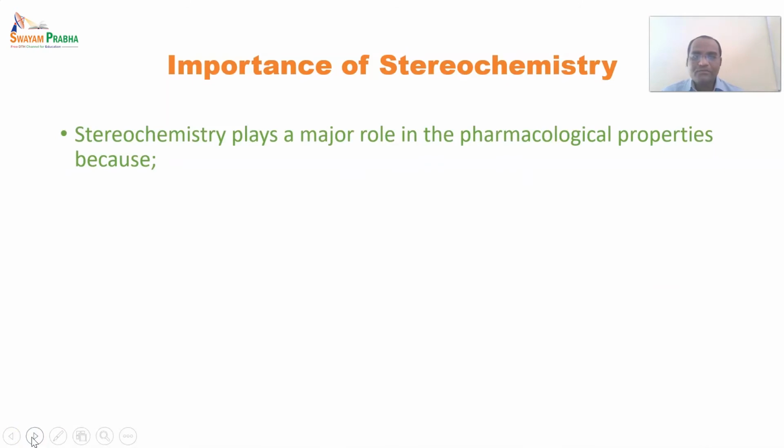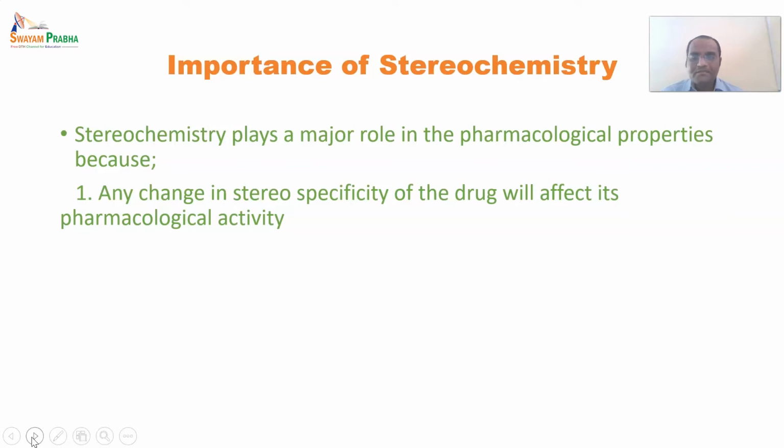Now we'll be looking towards the importance of stereochemistry. Stereochemistry plays a major role in pharmacological properties, because any change in the stereospecificity of a drug will affect its pharmacological activity. In the last slide we have seen that stereospecificity is important, because for a molecule to adjoin a particular site, it should have a proper three-dimensional structure so that it will fit into a receptor, and after fitting there will be interaction of some groups between the receptor and the molecule. Receptors are basically proteins, made of amino acids, and these amino acids have different atoms for hydrogen bonding, ionic bonding or covalent bonding. After bonding with specific groups in a drug molecule, it will either mimic the action or retard the action.